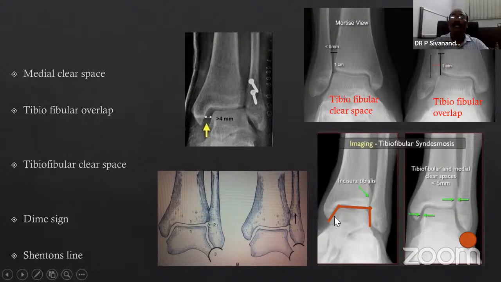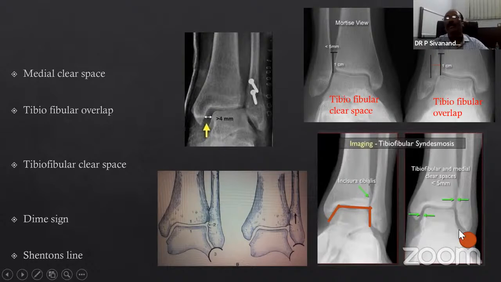And always check for the Shenton's line. Shenton's line means the uniform articulation of the talus with the plafond of the tibia. This is akin to the Shenton's line in dislocations that we see in the hip. Another important thing is the Mercedes-Benz sign. These three lines join together at the incisura. That is the Mercedes-Benz sign, and it tells you the ankle mortise is perfectly reduced.